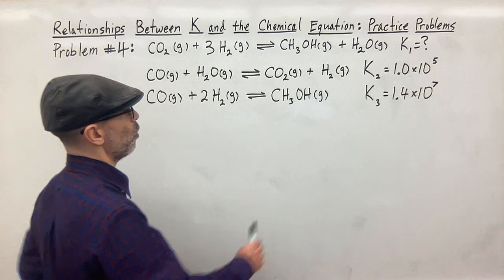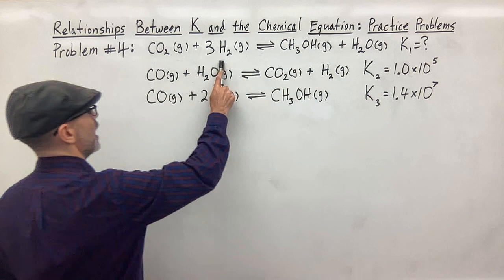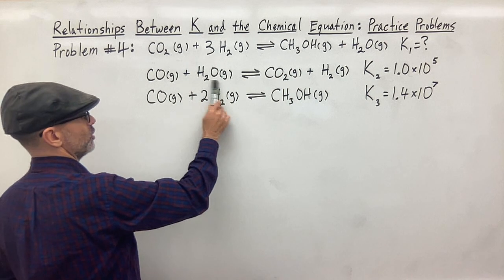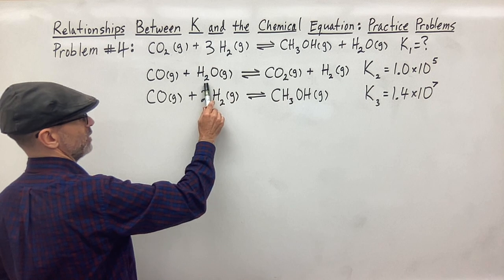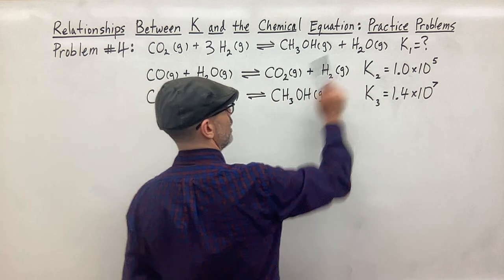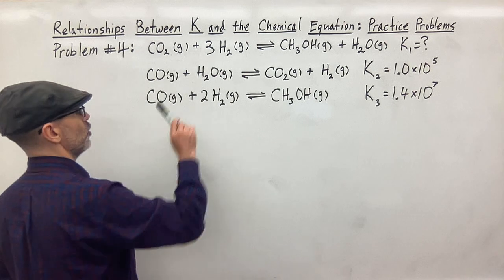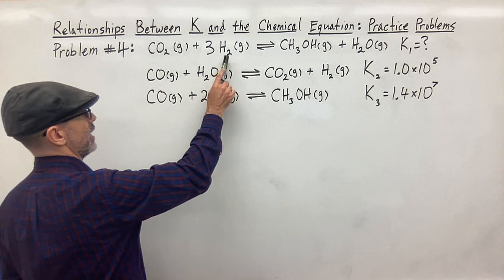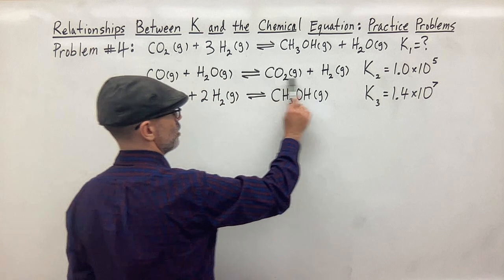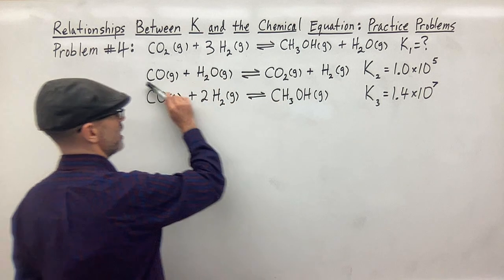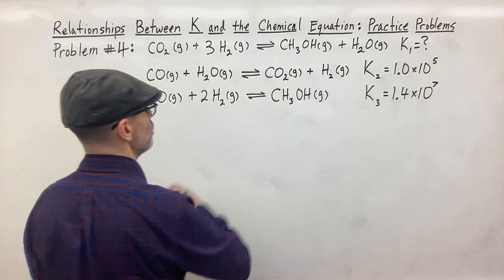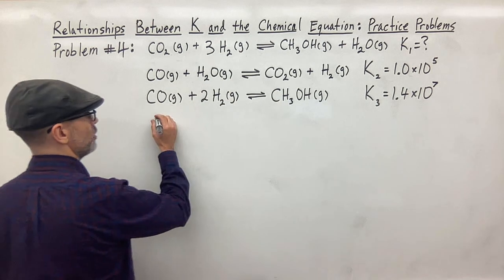Now, what about water and hydrogen and carbon dioxide? Here you'll notice that I have water. This is the only equation I have water in, and it's on the reactant side, but I want water on the product side. Also, you'll notice I have CO2 and H2 here as reactants, but here I have them as products. So this reaction here, I'm going to have to reverse. So I'm going to rewrite it here in the reverse direction.